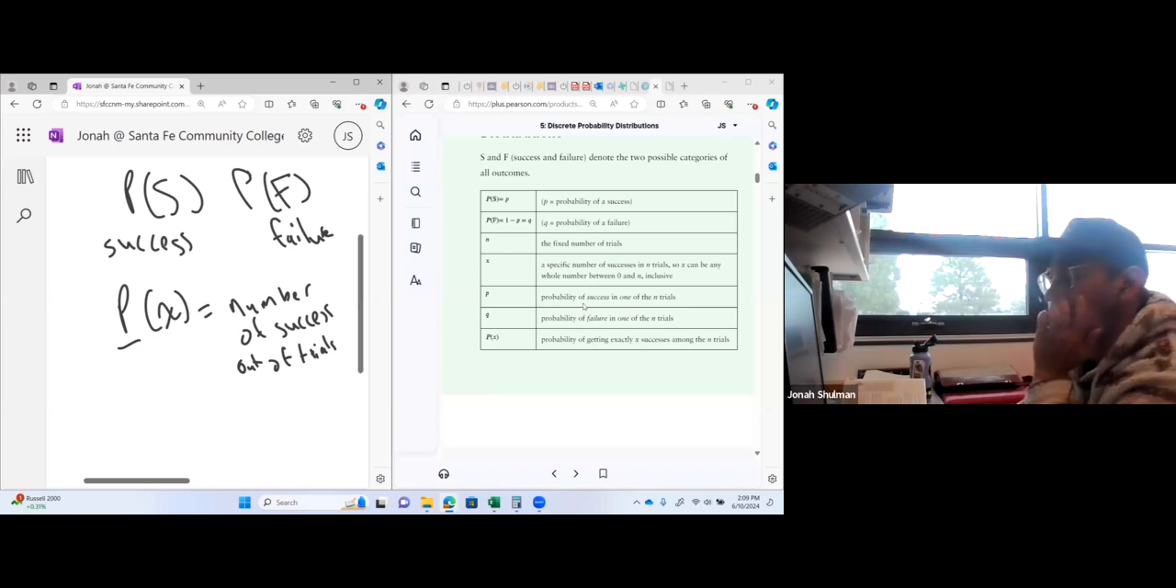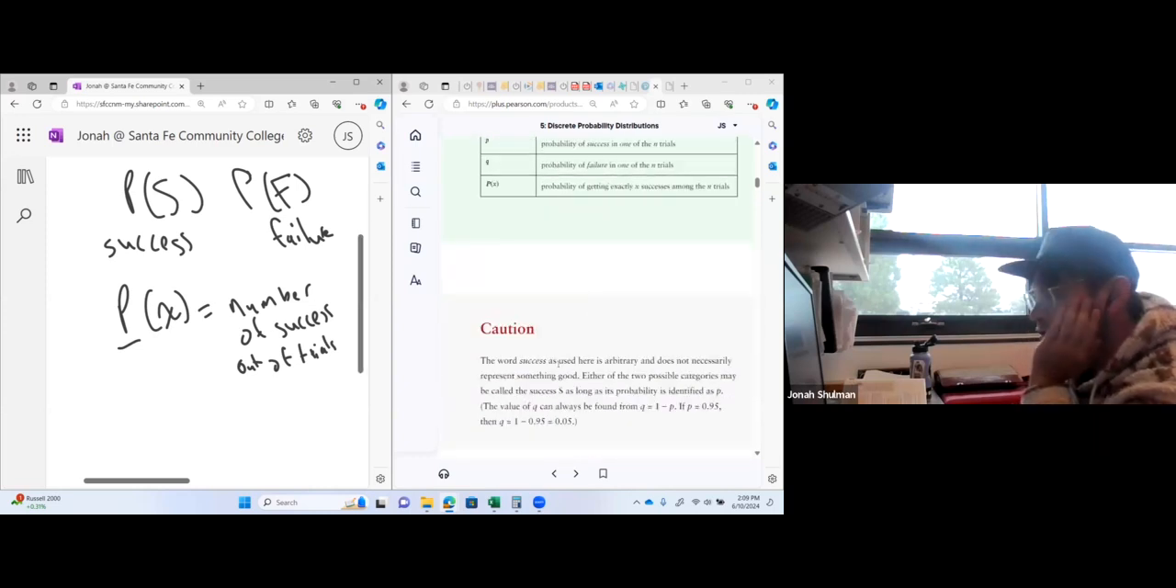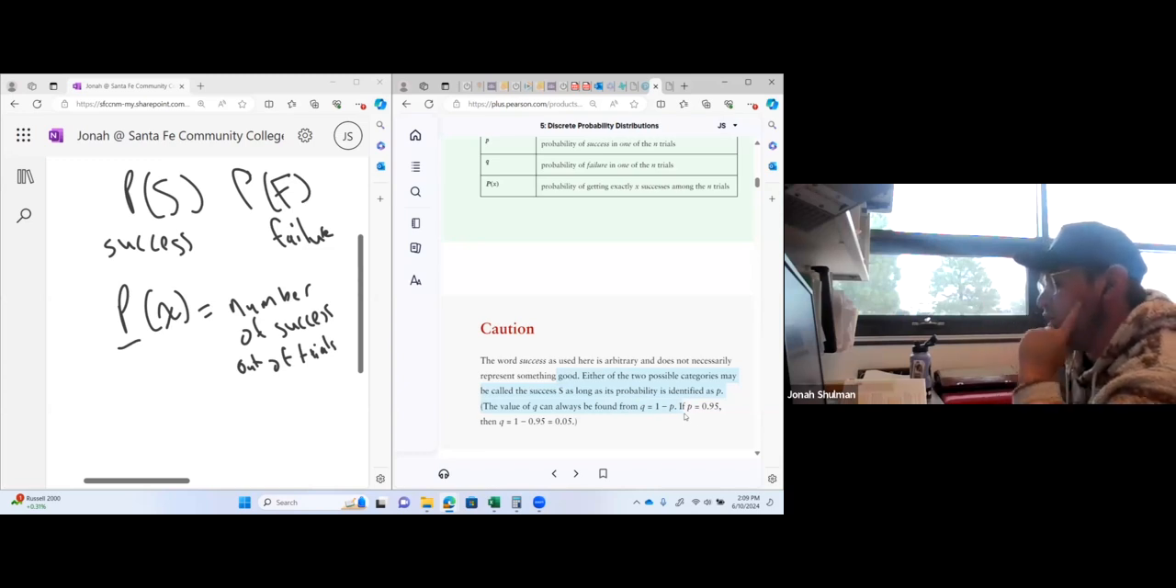Let's keep going. The word success is used arbitrarily. Sometimes we want things to fail, right? Either of the two categories may be called success as long as p is n at infinite p. The value of q can always be found as q is 1 minus p. So if the probability of success is 95%, then q is 0.05.